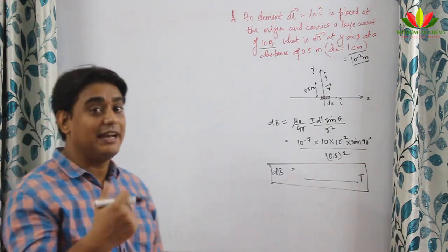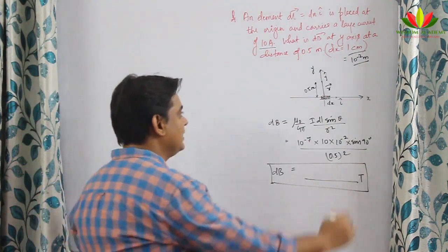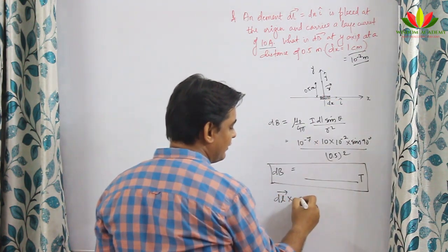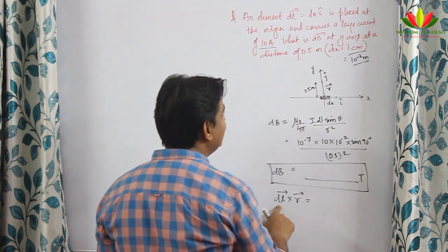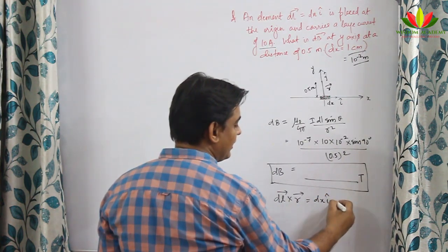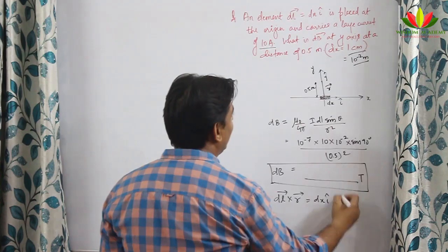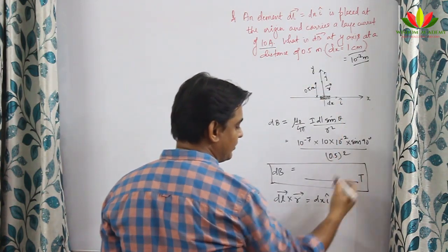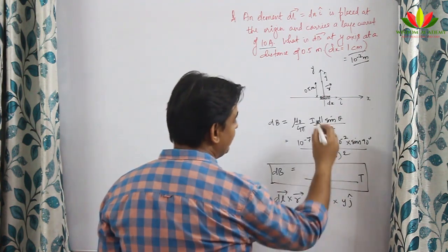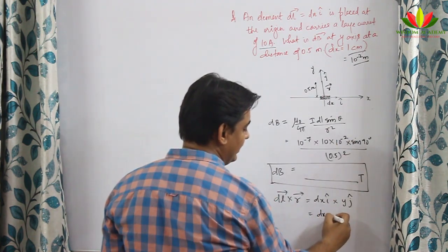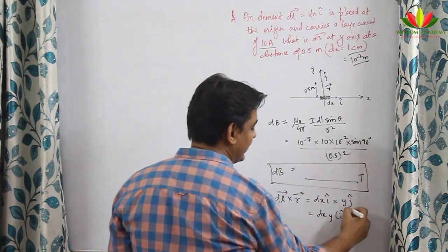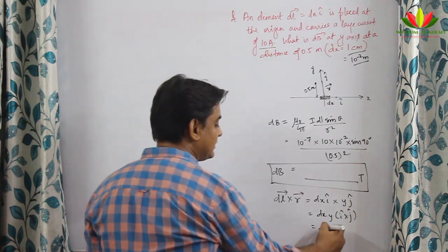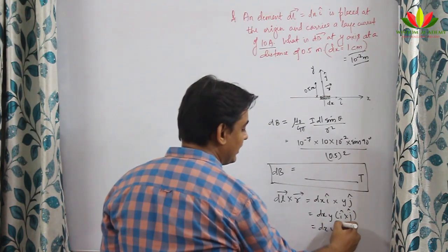Important thing is, what is the direction of the magnetic field? If you see here, the direction of the magnetic field will be given by dl cross r. We know that if you do dl cross r, you will get the direction of the magnetic field. So what is dl? dl is dx i cap, and what is r? r cap is here, so r cap is the y direction. So I will write y into j cap. So it will be dx y, i cap cross j cap. What is i cap cross j cap? By the knowledge of vectors, you can say it is k cap. So it will be dx y into k cap.